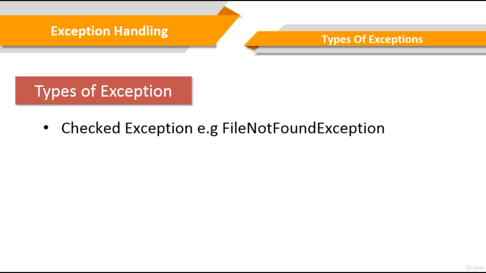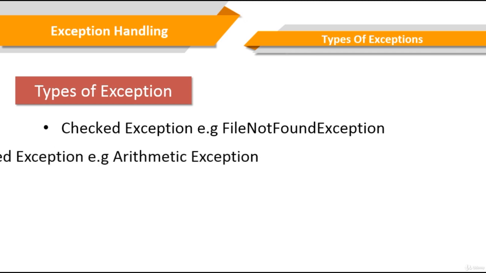Checked exceptions are generally caused by faults outside of the code itself, such as missing resources, networking errors, stuff like that. These exceptions are checked at compile time, so these are also called compile time exceptions. For example, that file not found exception. That is a checked exception, and it occurs when a file with the specified path name does not exist, or if the file does exist but for some reason is not accessible.